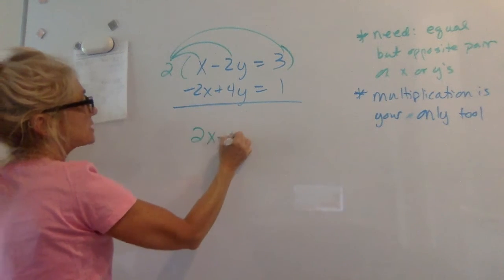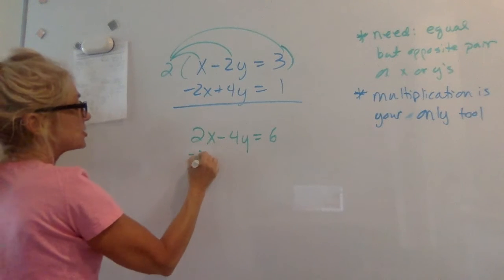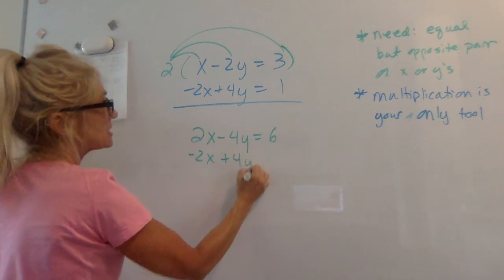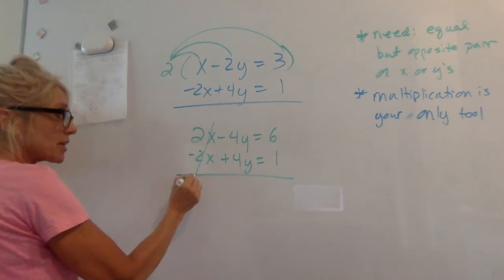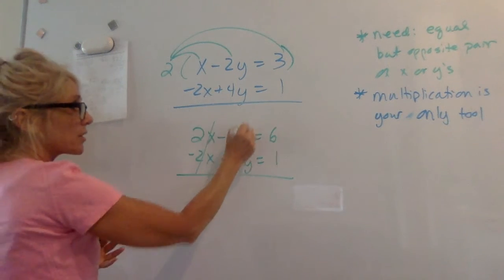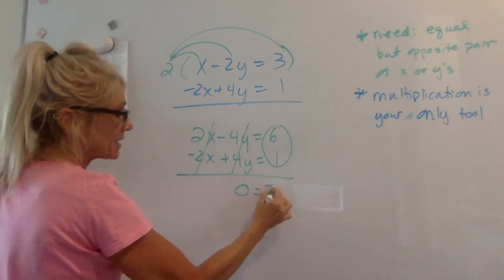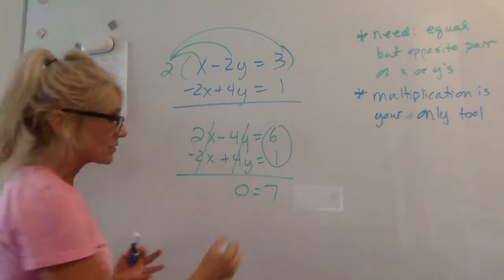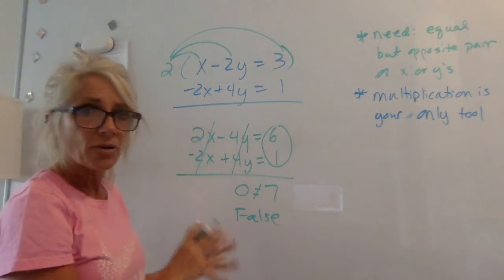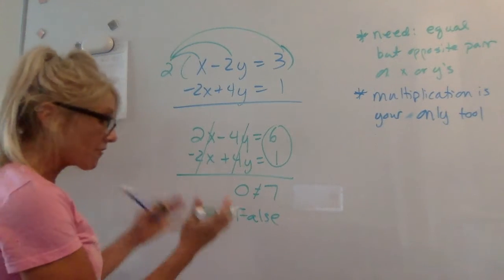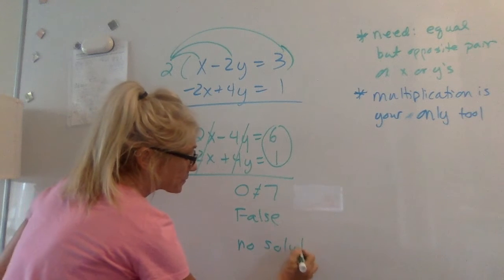I'll get 2x minus 4y equals 6 in the top row, and then I didn't do anything to the bottom row, so that's going to stay the same. So again, these two are equal but opposite, but so are these. So I have nothing left on this side, and these combine to get 7. Well, obviously 0 doesn't equal 7, so anytime everything's dropped out, your x's are gone, your y's are gone, and you have a false statement, that's where you know there's no solution.